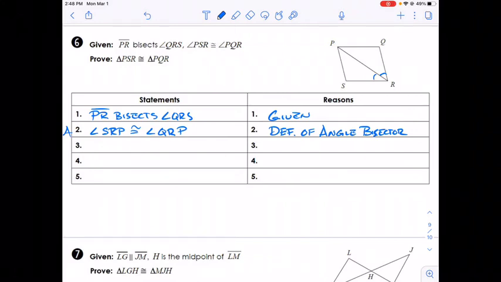Now, the next thing it tells us is that angle PSR is congruent to PQR. So we marked it up here. So PSR is congruent to PQR. And once again, this is given. And so now that gives another angle measure, which means we may need a side somewhere. And because of the way the picture is drawn, we can say that PR is congruent to PR by the reflexive property.